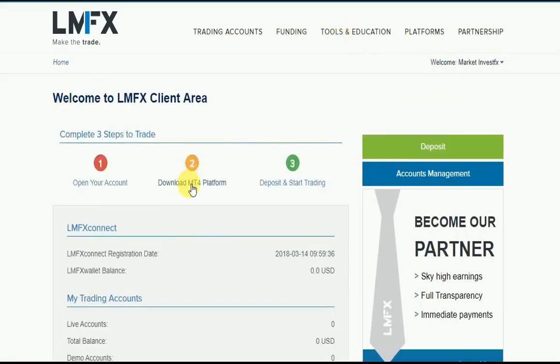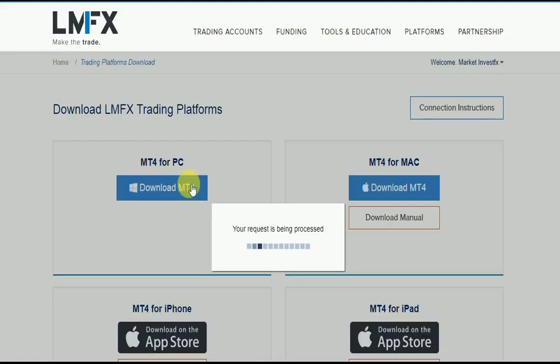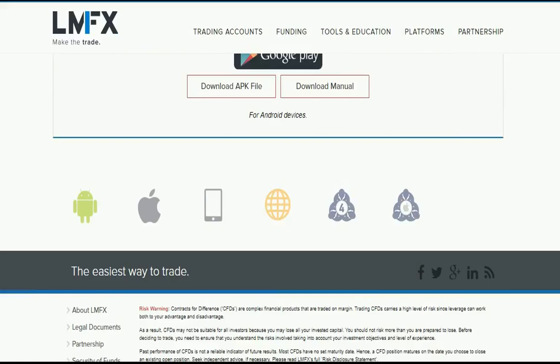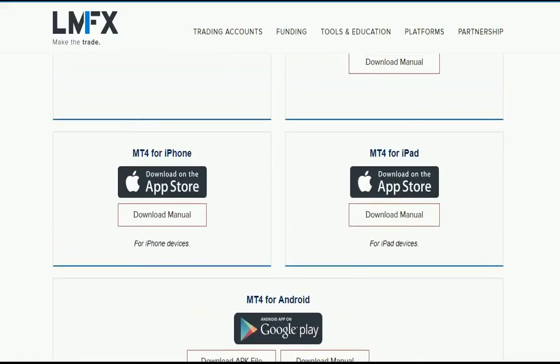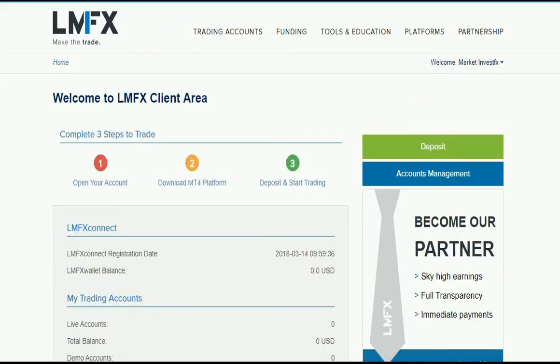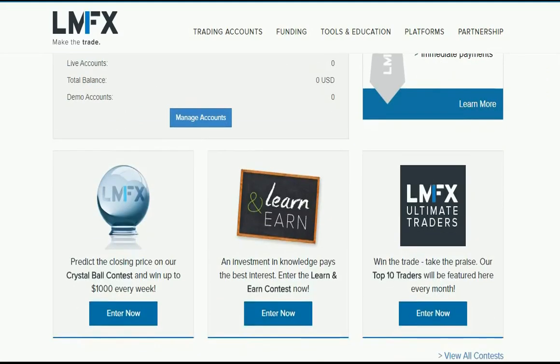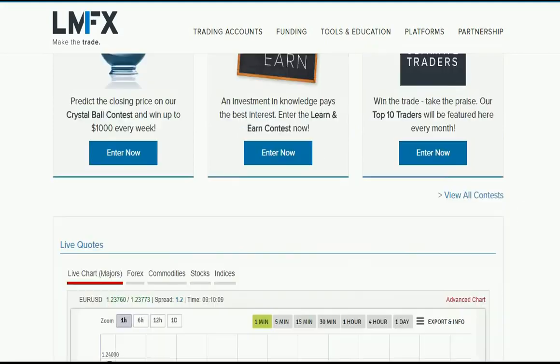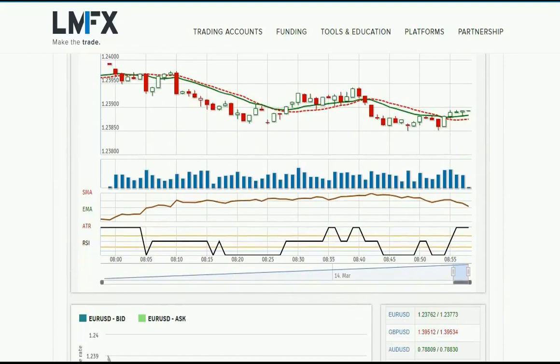So you click download MT4. If you don't have it, you can go ahead and download it. I have it. So MT4 for PC. If you're using a Mac, you can just go ahead and download your MT4 for Mac. We also offer educational content that you can download to learn how to trade, and we also offer those services. We can teach you how to trade.